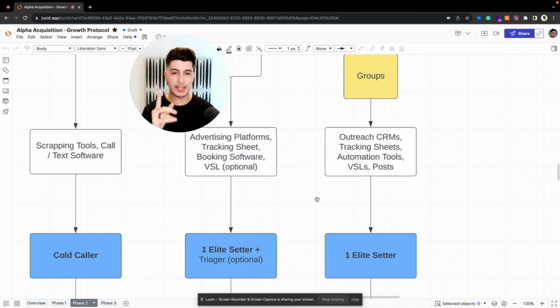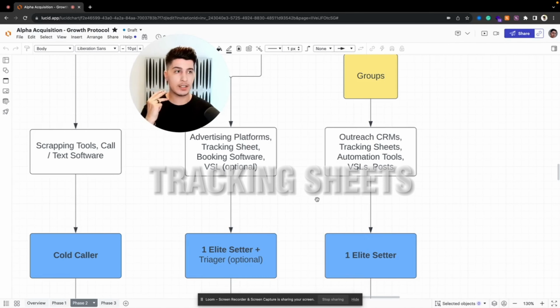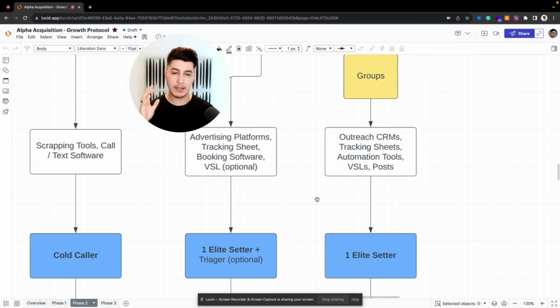For ads, we have advertising platforms, so knowing how to operate them, how to optimize them, how to make sure that they don't get banned, tracking sheets, tracking systems, booking software, VSLs, of course, optional depending on some niches, but you definitely need them. Then for organic, you will still need outreach CRMs. It's not just 100% inbound. Sometimes it's inbound-ish, right? Tracking sheets to keep up with all the KPIs, automation tools, VSLs, content schedules, all the code and media that goes on behind the scenes that no one sees.